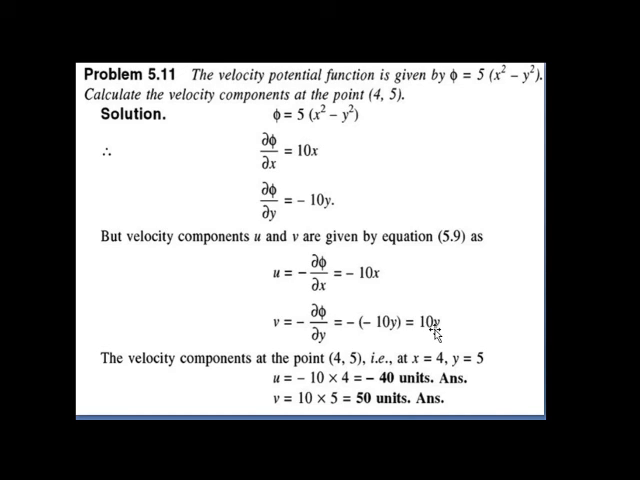Here we have calculated the values of u and v, but we have to calculate the velocity components at the point (4, 5), indicating that x is equal to 4 and y is equal to 5. Put these values into the equations: u is equal to minus 10x, meaning minus 10 into 4, so it will be minus 40 units, and v is equal to 10y, so 10 into 5, which is equal to 50 units. So we get the values of the velocity components u and v.